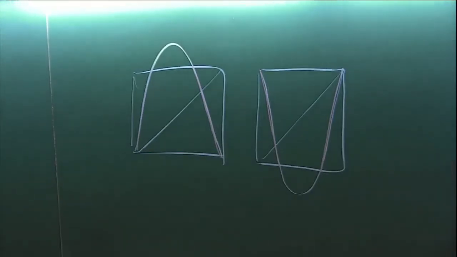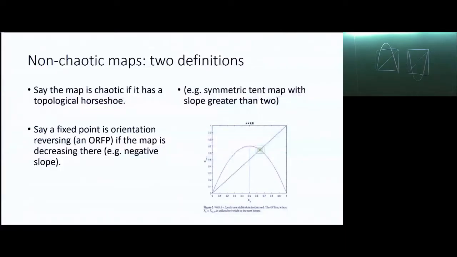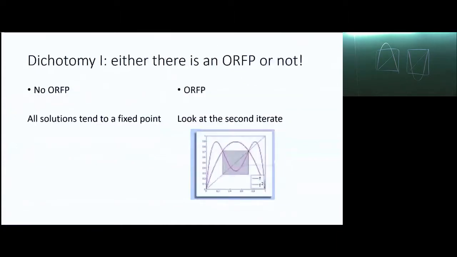So the first thing is, let's think about unimodal maps that look like this. The first thing is a dichotomy. Either there is an orientation reversing fixed point, or there is not. If there's no orientation reversing fixed point, that means for the unimodal map, there's no equivalent of this point here. If you think about what that means, it means that the map effectively lies below the diagonal. If the unimodal map went above the diagonal initially, it would have to turn around and come back down, and so it has an orientation reversing fixed point. So it basically means that the map is below.